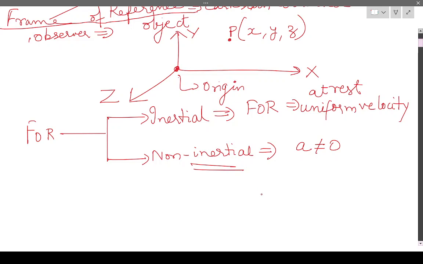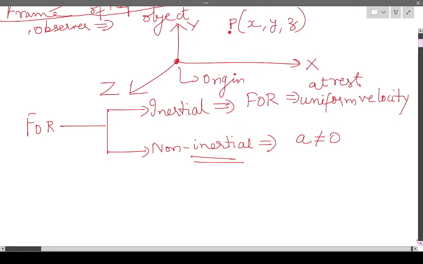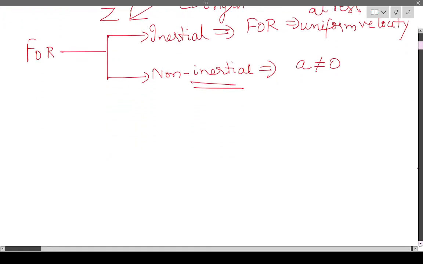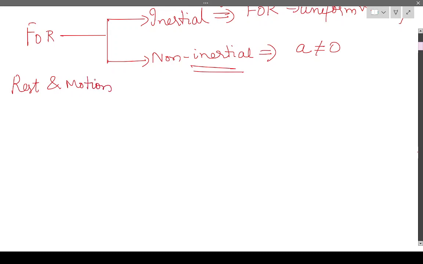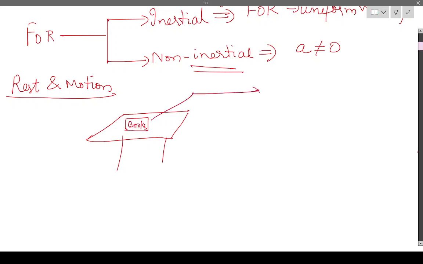So we discussed the motion and the frame of reference. Next important term is rest and motion. Suppose this is a table. On the table, you can see so many books. Now, this book is at rest with respect to what? With respect to the table.